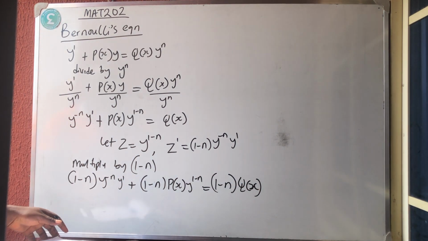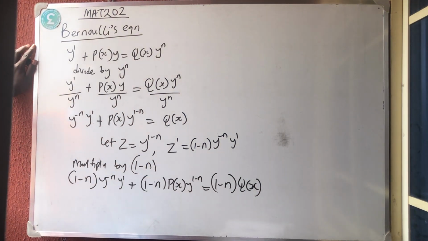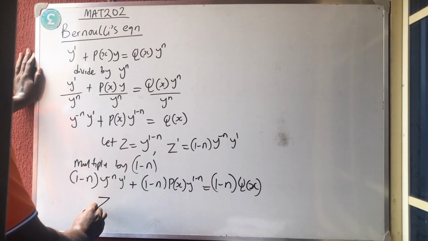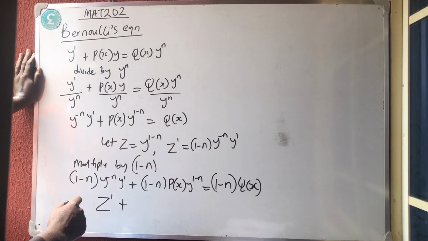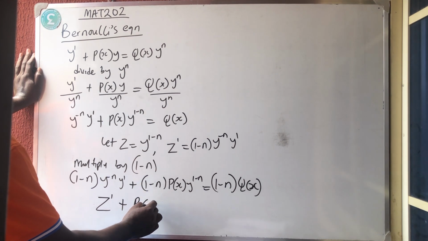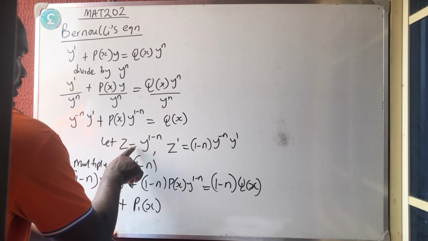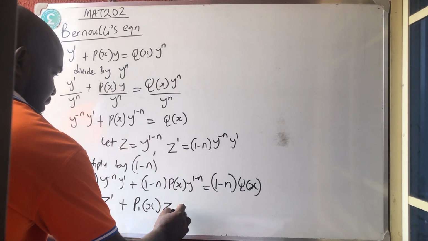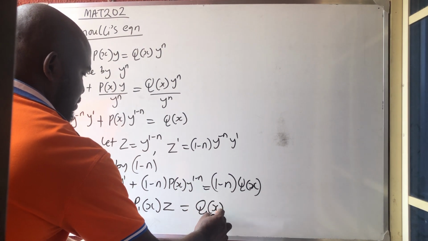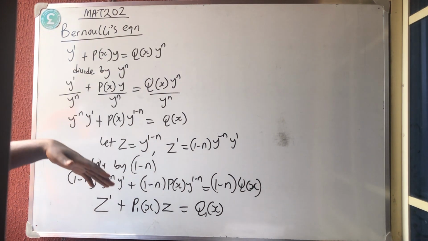Now if you look at this, it's helping us to do something. This is now looking almost like a linear equation. So anywhere I see this, let me put this. Everything here is written as z prime, plus let me call 1 minus n p of x, p1 of x. Then this thing means z, and 1 minus n q of x will now be q1 of x. You see, this is now a linear equation. So this is how to convert a Bernoulli to a linear equation.